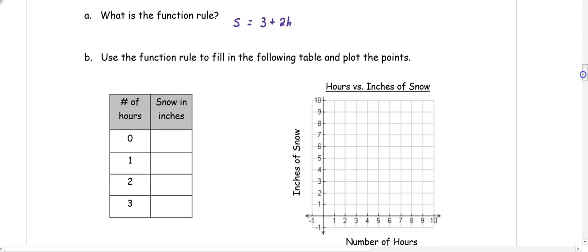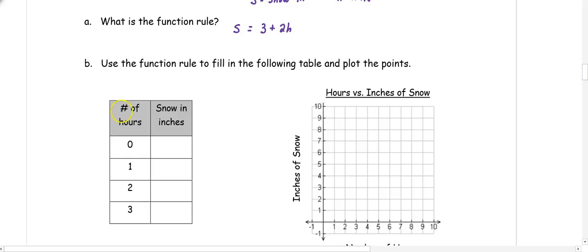So we are looking at S for the snow inches and H for the hours. So our snow total is equal to 3 inches on the ground already, plus we're getting 2 more inches per hour. So use the function rule to fill in the table.